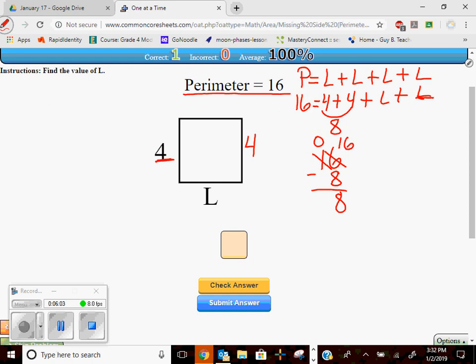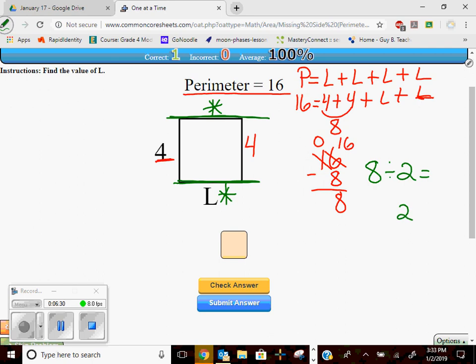Kind of curious. Now, that 8 is what those 2 missing sides, this one and this one, equal together when I add them up. It does not mean that one of the sides is 8. No, what that means is that this side right here plus this side right here is 8. So I have to take that 8 and split it in half. So I'm going to divide it by 2.